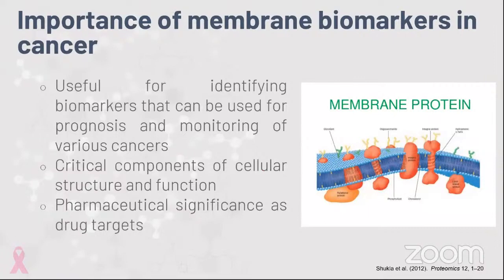So, in order to find new biomarkers, the type of biomarkers I'm interested in are the membrane biomarkers, because they can be used for prognosis, and also to monitor the development of different types of cancer. They also play an important role in cellular structure and function, and also in the proliferation of cancer cells, and they are important as a drug target from the pharmaceutical perspective.